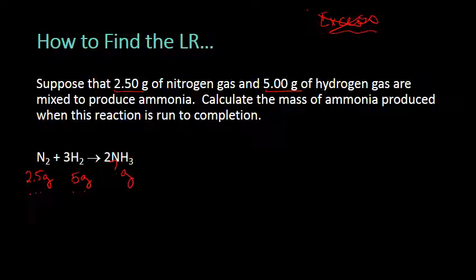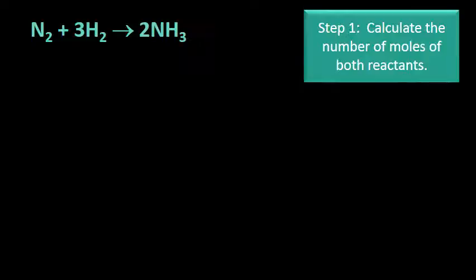There's a series of steps to do. Learn the steps, and you won't get these wrong. That'll help you find out which one of these reactants you run out of first and which one is in excess. So the first step you need to do is calculate the number of moles of both of your reactants. Go ahead, pause the video, find moles. It's a one step, grams to moles for each reactant.